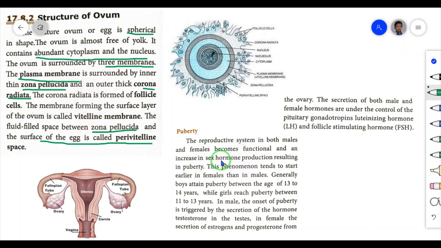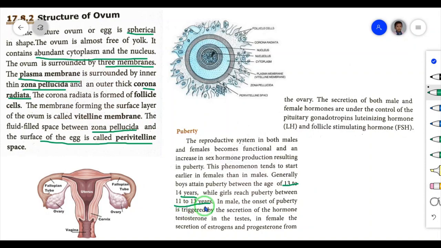The reproductive organs produce the sex hormones. This phenomenon starts earlier in females than in males, so females attain the puberty stage first. Generally, boys attain puberty between the ages of 13 to 14 years, while girls reach puberty between 11 to 13 years.